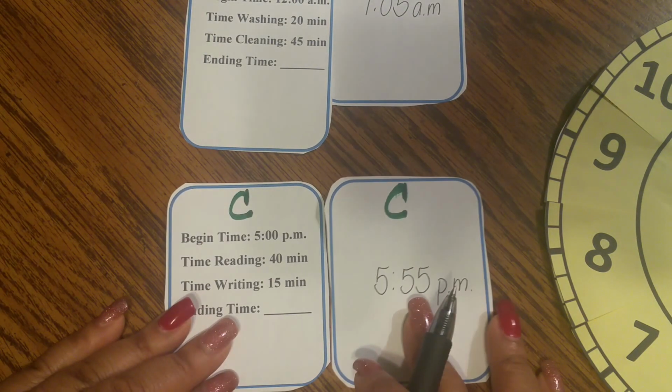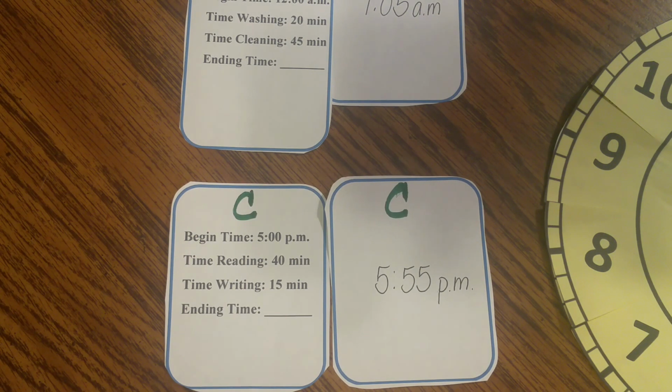And for C, beginning time was 5, added 40 and 15 minutes. My ending time is 5:55 p.m.